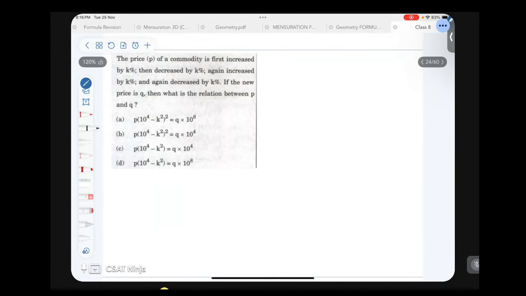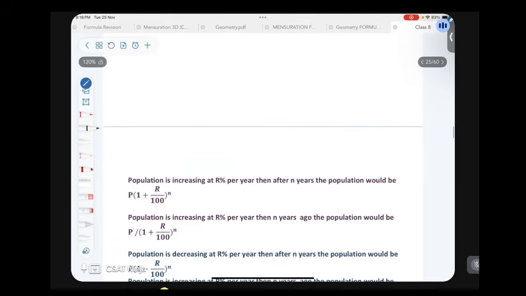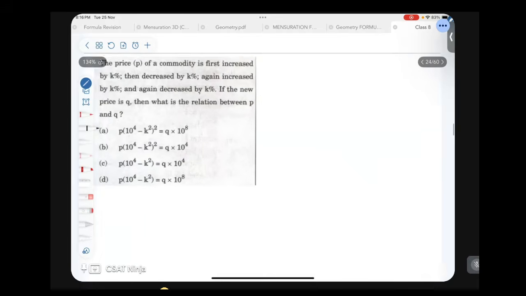Next is, okay, we have net percentage change or what?